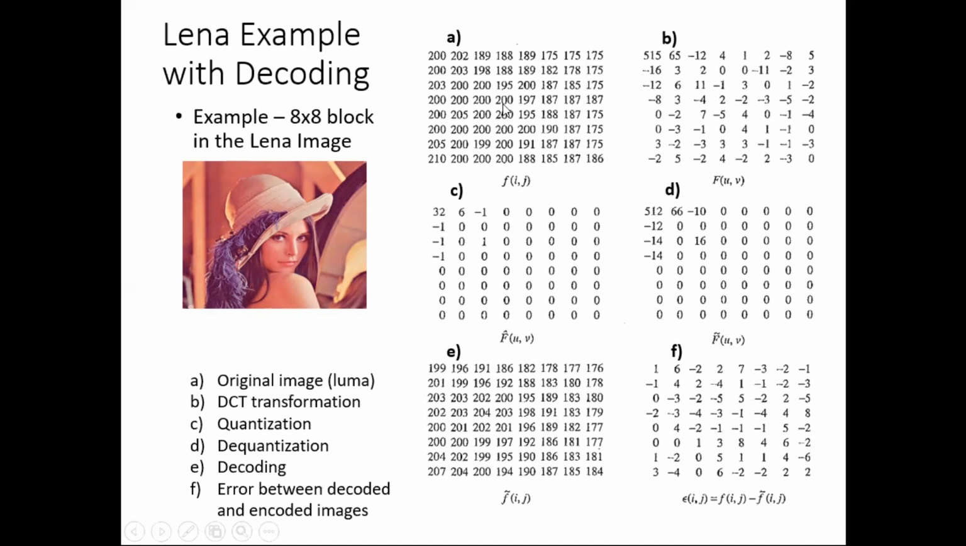First, we have the original image. Then we are applying DCT, the forward discrete cosine transformation. Then we can come up with this result. After that, we are applying quantization. We can use two different ways to do quantization: uniform quantization and non-uniform quantization.